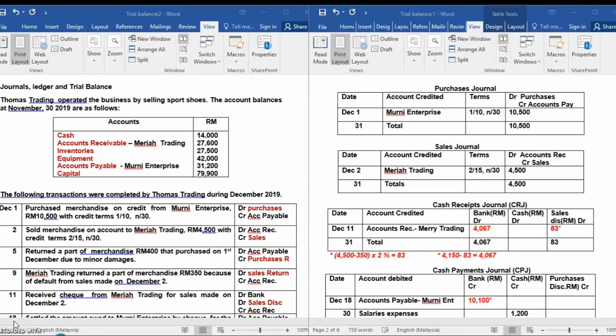Today I would like to give a tutorial about journals, ledger and trial balance. So look at the transaction given below and get the balance. Thomas Trading has the balance and the transactions below.